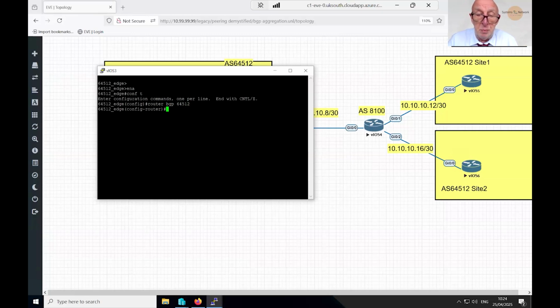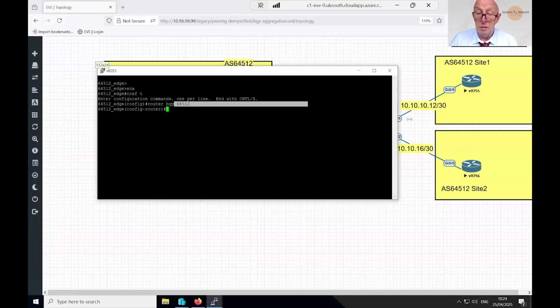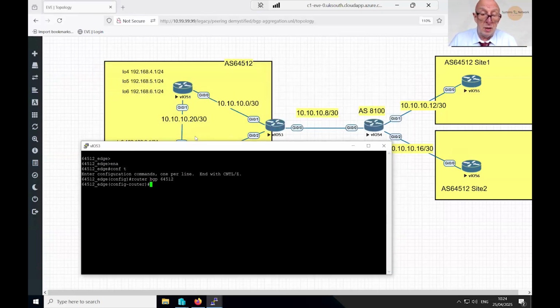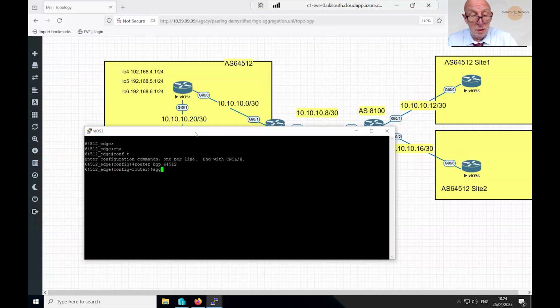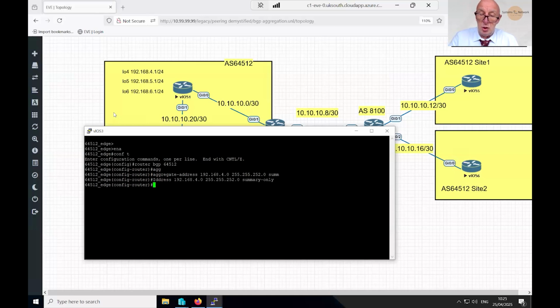The BGP process, this is the BGP process identifier. It should match your AS number, all right? So now, with a bit of luck, I can type in aggregate-address. You do pick the lowest one of the bunch. So it's 192.168.4.0, fine. And then the mask, 255.255.252.0, and summary-only. Right, that should aggregate the addresses.